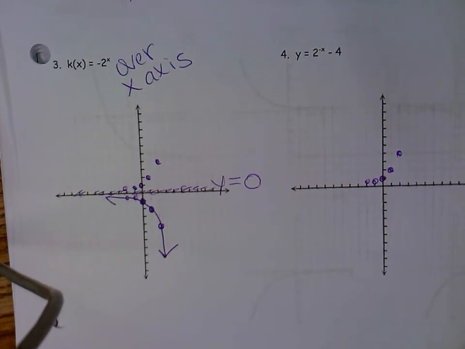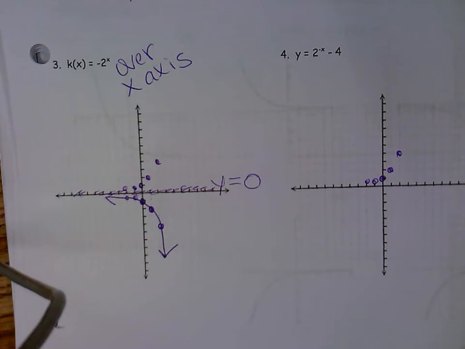All right, and number 4, give me the 2 transformations that are happening. What does this one do? Just a negative in front of the x, over the y-axis. What does this -4 do? Down 4 and flip over this way.